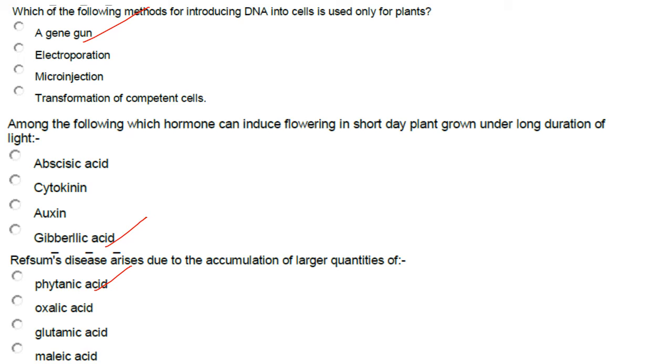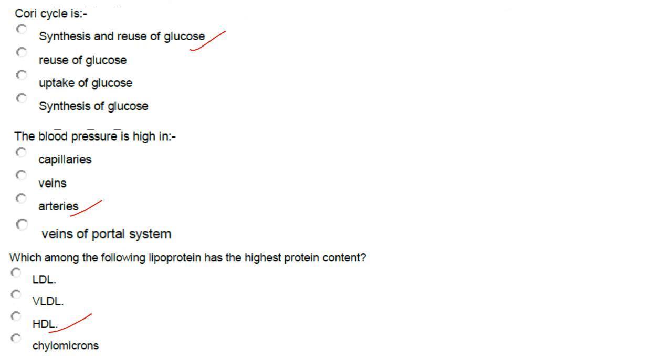Then Refsum's disease arises due to accumulation of larger quantities of. Now the signs and symptoms for Refsum's disease result from the abnormal buildup of a type of fatty acid called phytanic acid. The substance is obtained from the diet, particularly from beef and dairy products. So answer is option A.